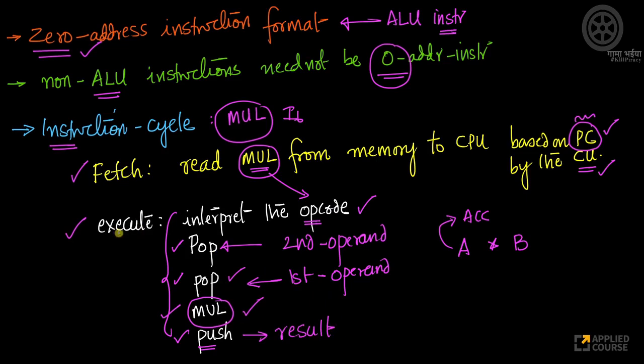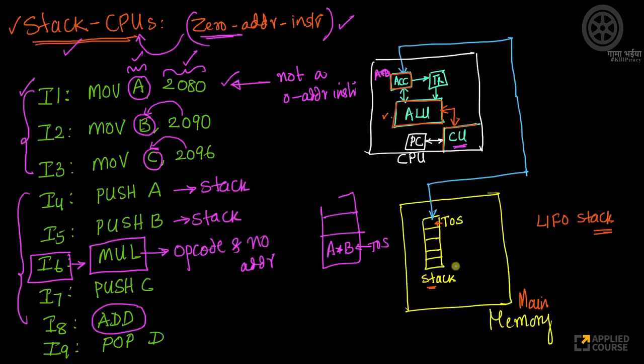This is how exactly the execute cycle itself works. So all arithmetic logic operations are zero address operations, and all of them are performed using the stack itself. That's very, very important. Now let's see what we have. We have A star B on top of the stack. Let's continue with the next instruction.